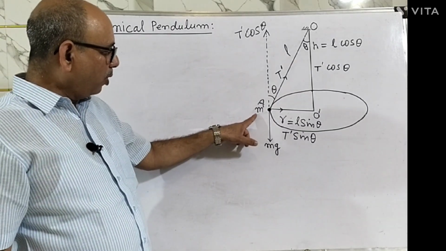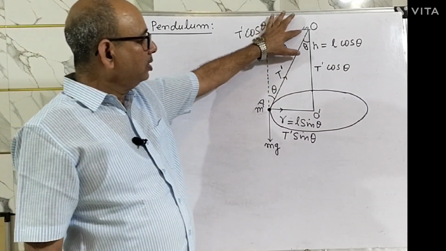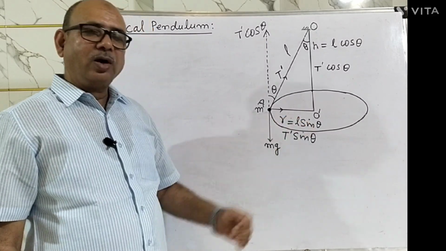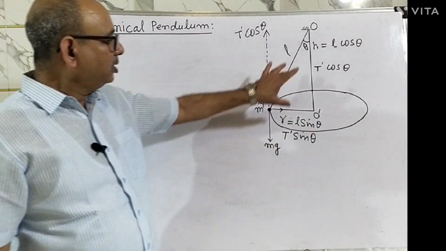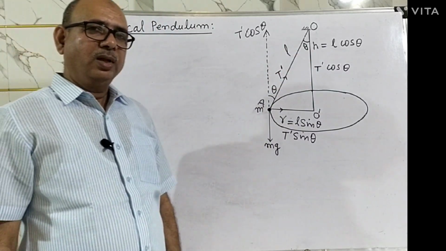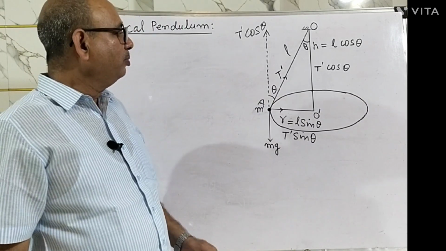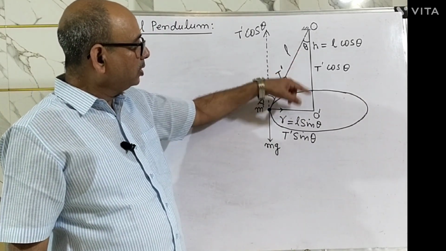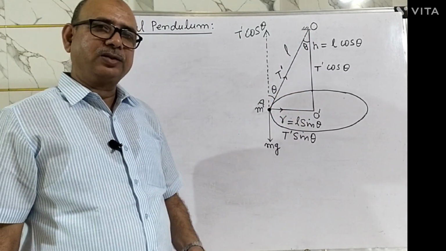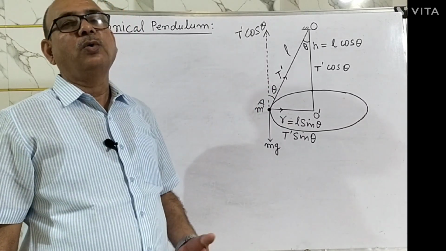Here, the mass of the bob is m, length of the string is L, the fixed end of the string is O, and O dash is the center of the horizontal circle. H is the height. When the bob revolves in a horizontal circle, it makes an angle theta with the vertical OO dash. In such a case, the system of mass m and the string is called the conical pendulum.